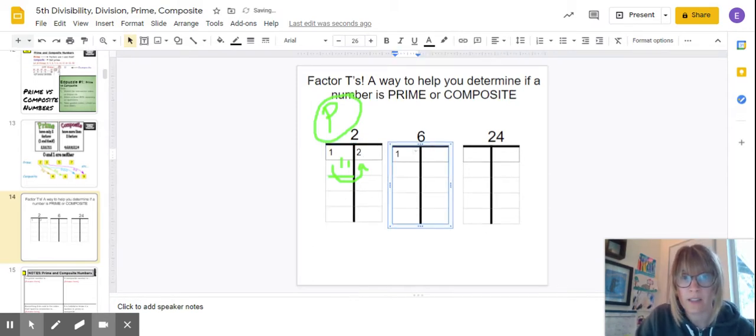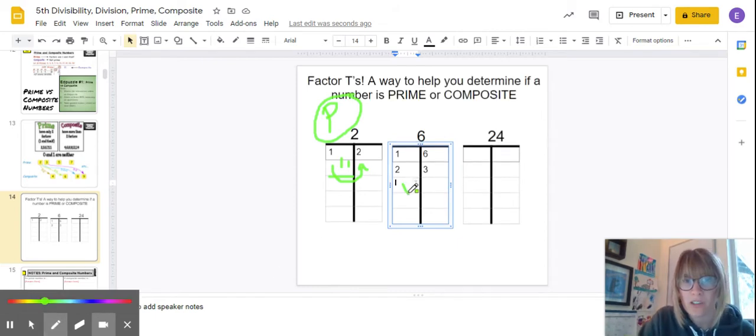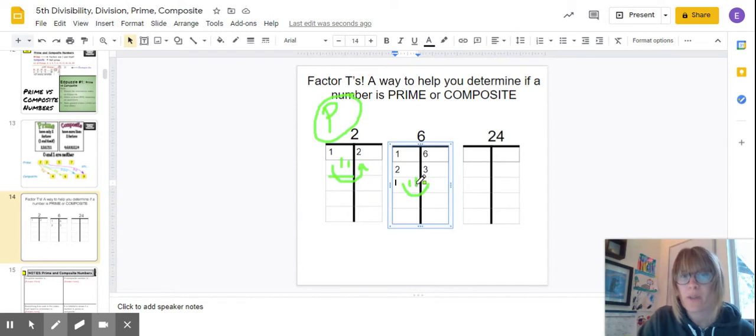Well, we know that 1 times itself is going to hit our target of 6. So 1 times 6. Then we can say, all right, well, what about 2? 2, 4, 6. Okay, I can multiply 2 by 3 to hit 6. What's the next number sequentially? It would be 3. We already have 3 on the right side of our column. So we've hit our happy place because we don't need to do repeats. The factors of 6 are 1, 2, 3, and 6, making it a composite number. It has more factors than just 1 and itself.